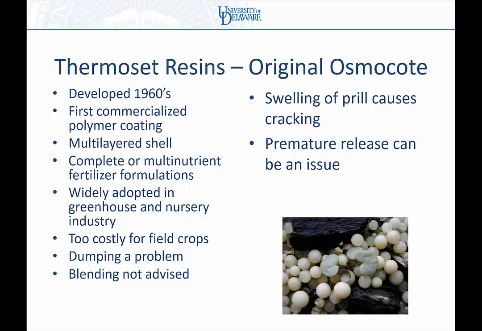The thermoset resins, or original Osmocote, were developed in the 1960s, and were the first commercialized. They have a multi-layered shell. Usually they're using a multi-nutrient granule.